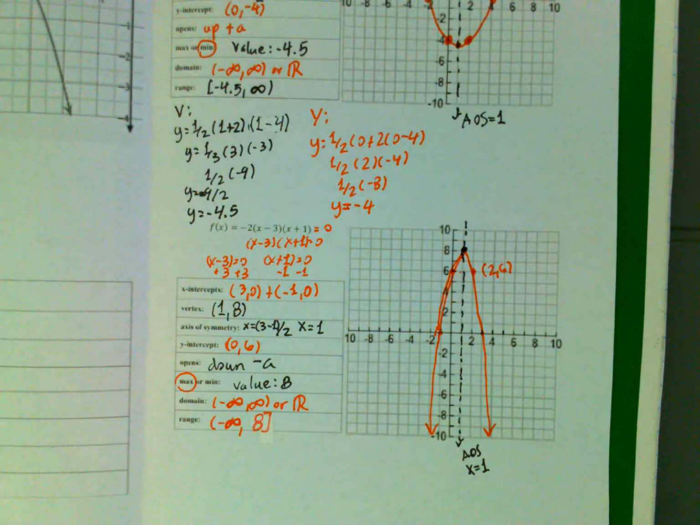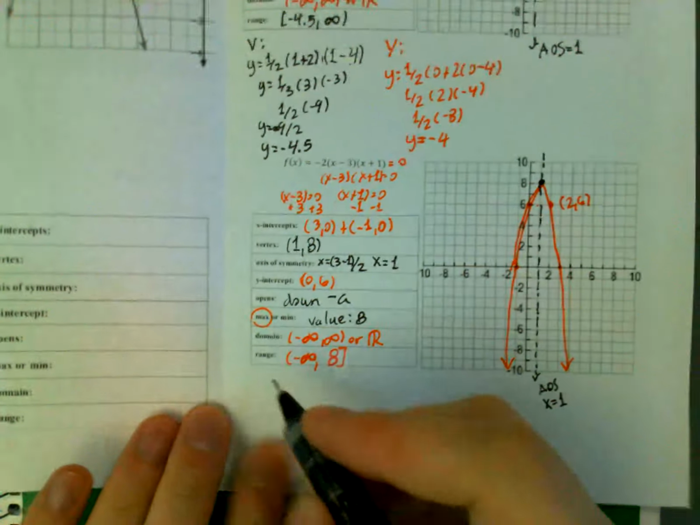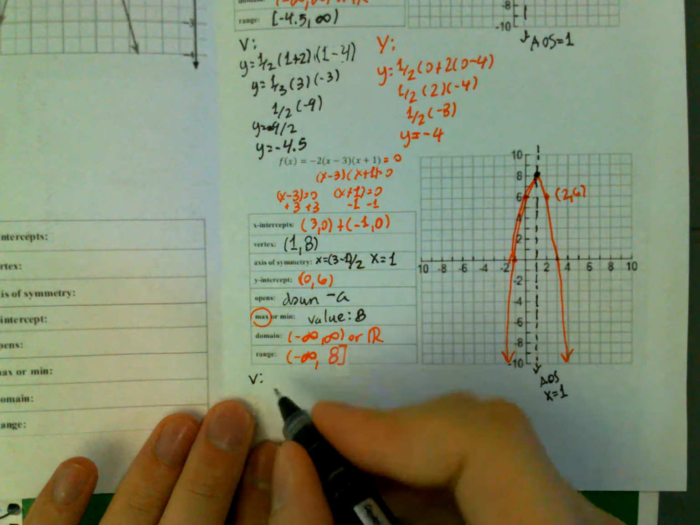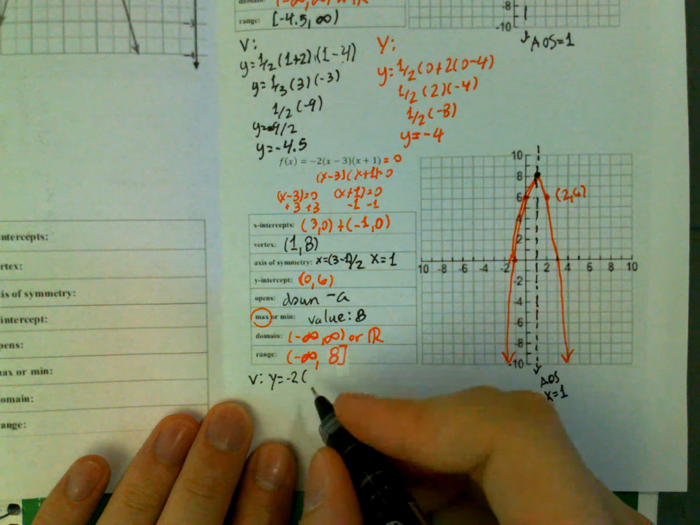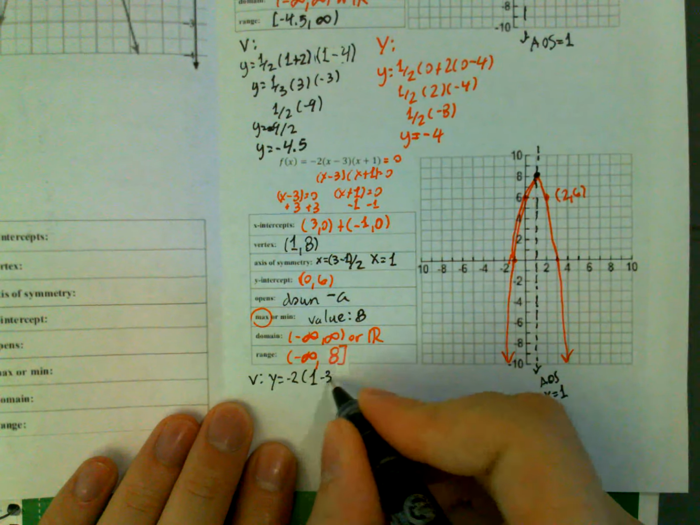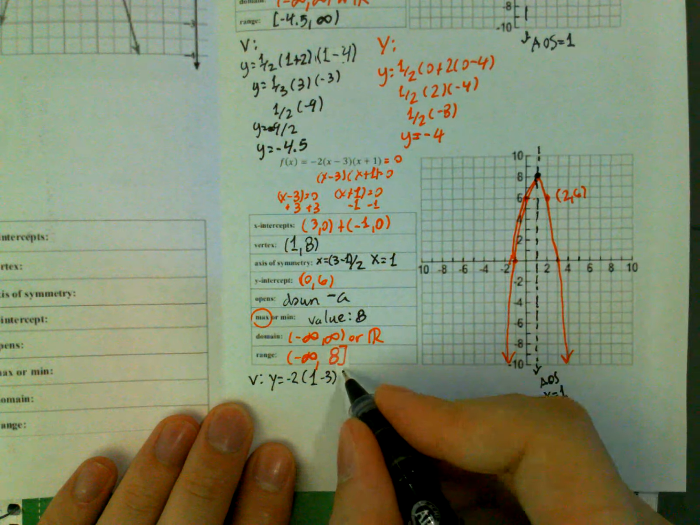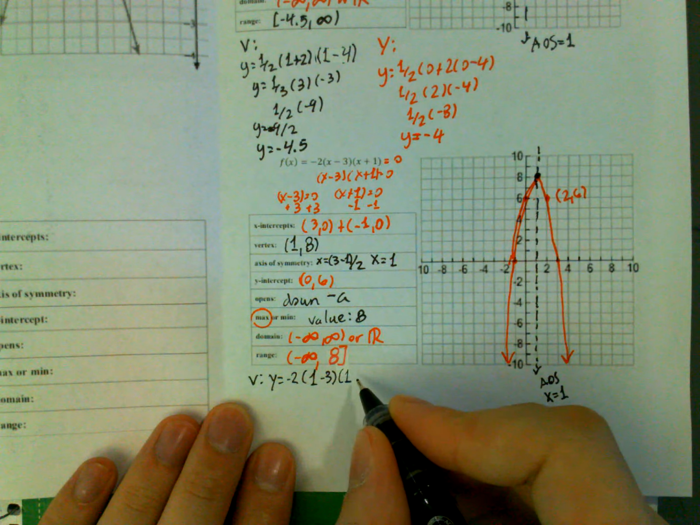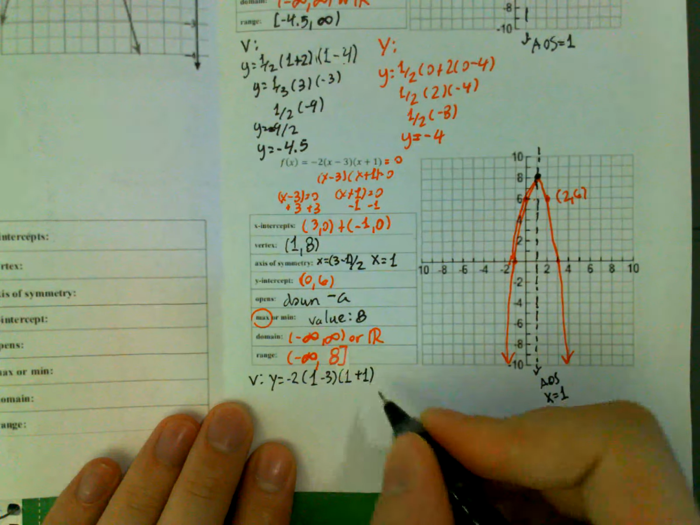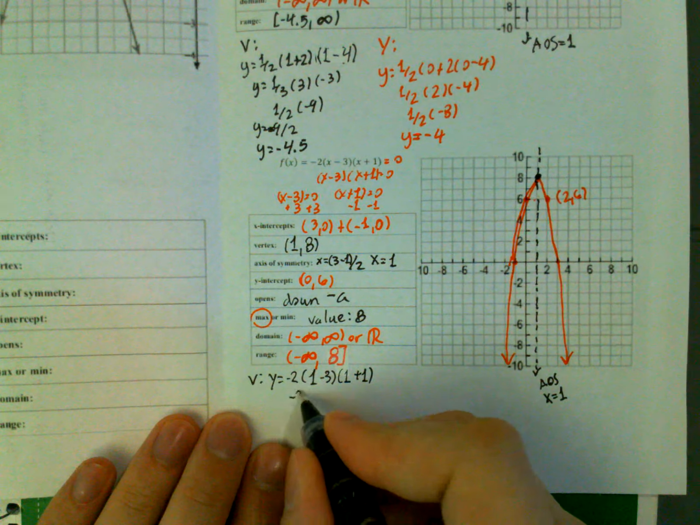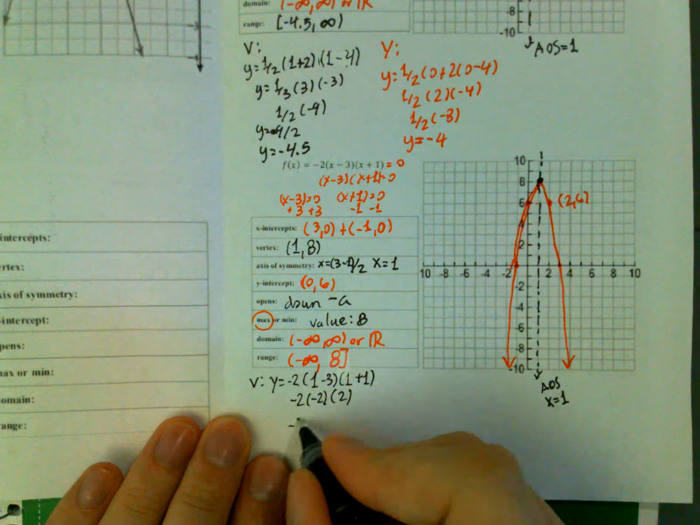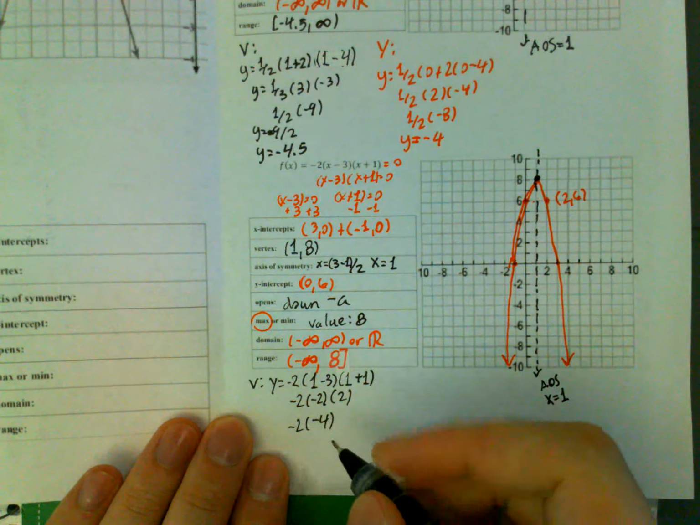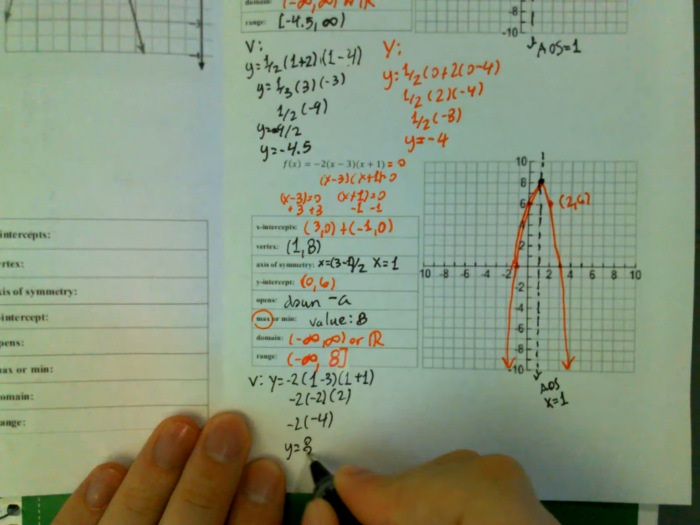Now, in terms of the math behind that, for the vertex, we have y equals negative 2 times 1 minus 3 times 1 plus 1. Then we get negative 2 times negative 2 times 2. We get negative 2 times negative 4. So y equals 8.